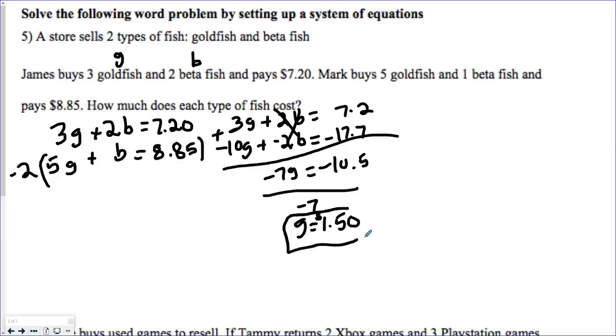So that's how much a goldfish costs. Now I need to figure out how much a betta fish costs. So I'm going to take this goldfish number and plug it back into one of these equations. I'm going to pick the bottom one here. So 5g, which is now 5 times 1.5, plus b equals 8.85. And so I'm going to do 5 times 1.5 is 7.50.